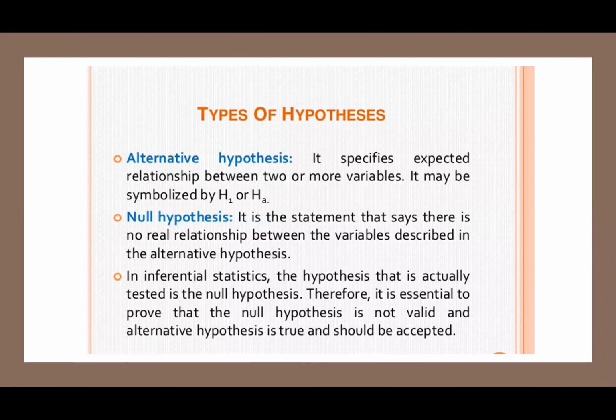Types of hypothesis. Alternative hypothesis. It specifies expected relationship between two or more variables. It may be symbolized by H1 or HA. Null hypothesis. It is a statement that says there is no real relationship between the variables described in the alternative hypothesis. In inferential statistics, the hypothesis that is actually tested is the null hypothesis. Therefore, it is essential to prove that the null hypothesis is not valid and the alternative hypothesis is true and should be accepted.